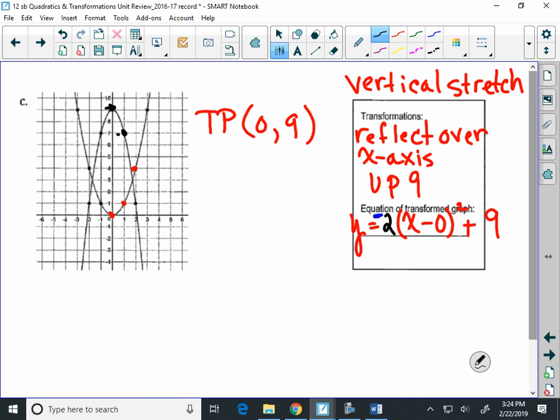Remember, in the original function, we went 1 space to the right and 1 up. But in the new function, we went 1 space to the right and 2 down. So that took us 1 times 2. The down part was the reflection. So you could leave it like this, negative 2 times (x minus 0) squared plus 9. Or y equals negative 2x squared plus 9.